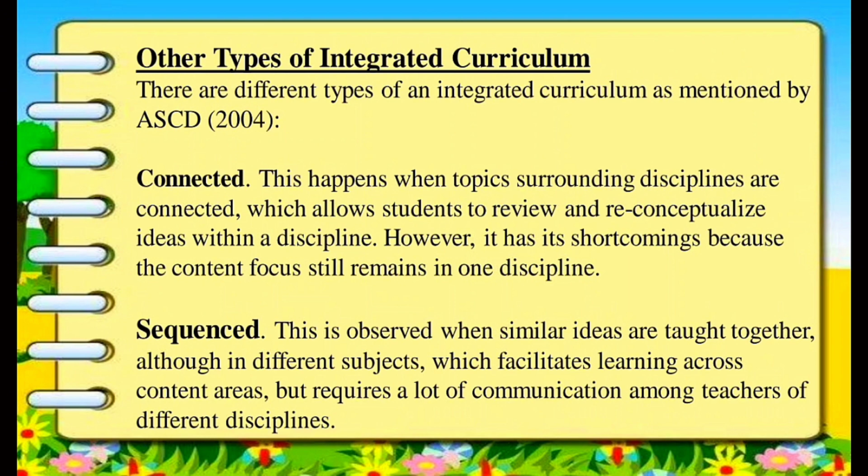For example, students are learning about ancient Egypt in history class. They might also study Egyptian art in their art class and read Egyptian myths in their language arts class. So that is sequence. The ideas are taught together but in different subjects.